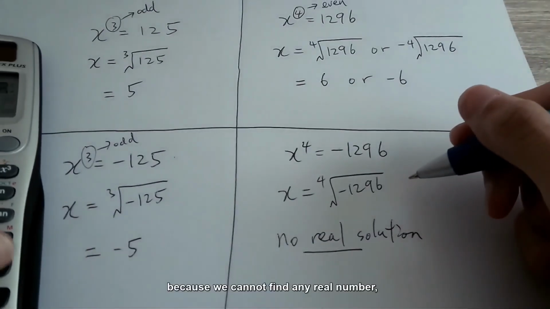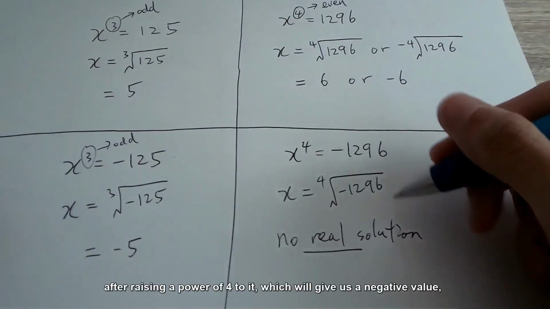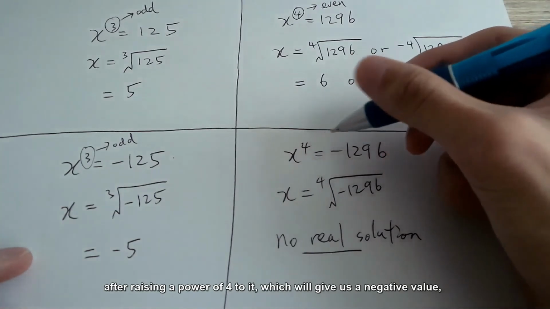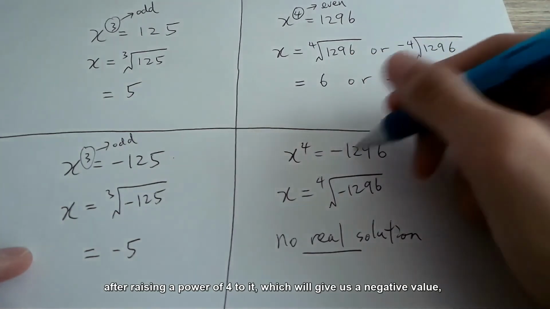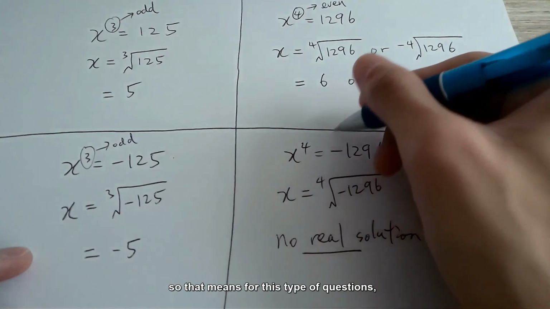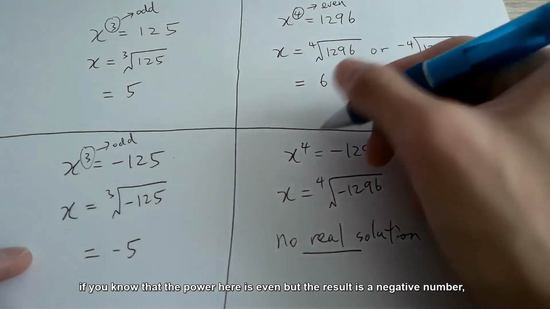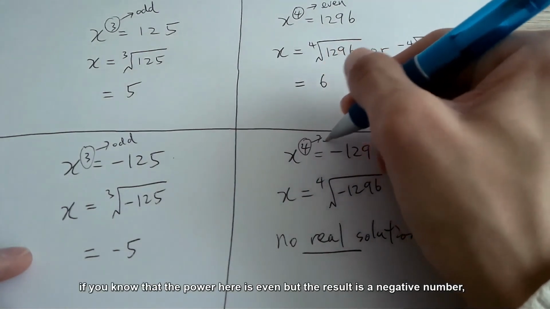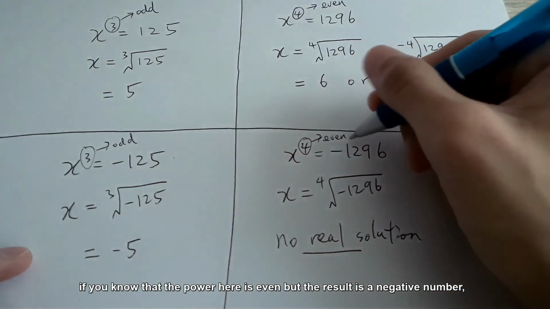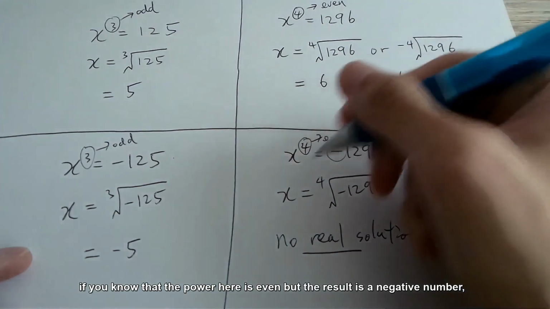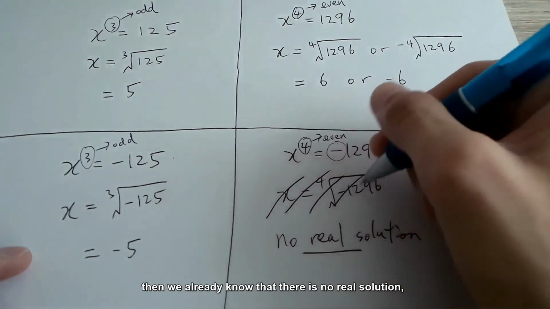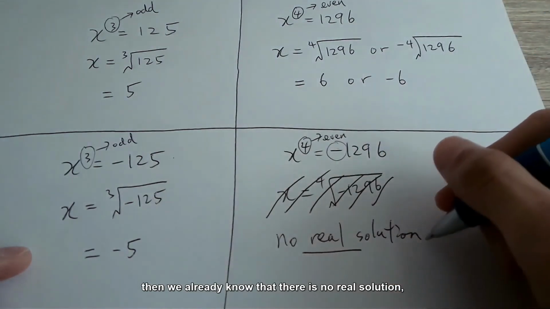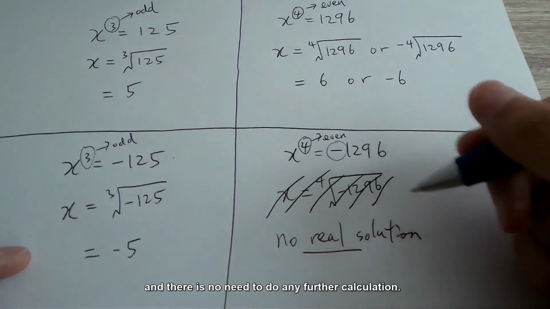Because we cannot find any real number that, after raising it to a power of 4, will give us a negative value. So that means for this type of question, if you know that the power here is even, but the result is a negative number, then we already know that there is no real solution and there is no need to do any further calculation.